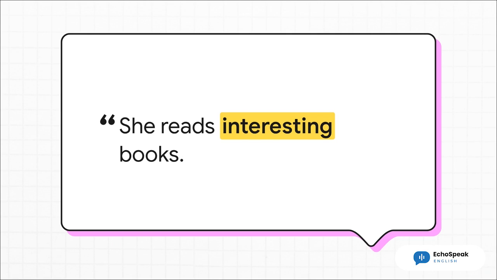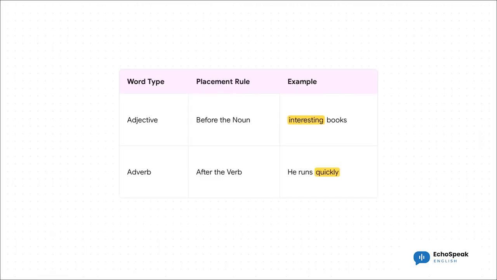So it's never books, interesting. It's always she reads interesting books. The description always comes first. Let's look at two key types of these detail words. So for adjectives, the placement rule is super simple. Put them right before the noun, like in interesting books. Now, adverbs, which often describe how an action is done, usually go right after the verb. So we would say, he runs quickly, not he quickly runs. Getting these placements right makes a huge difference in sounding natural.